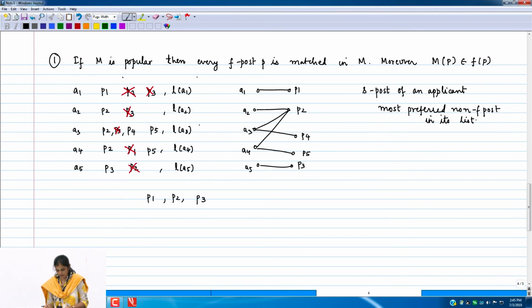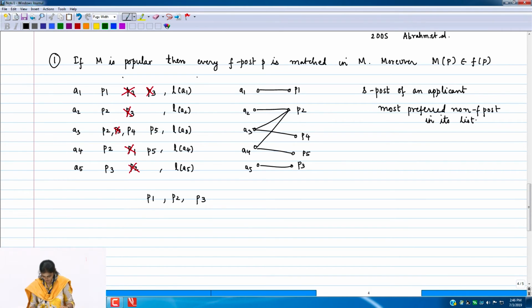Now what people observed, and this is a very nice result, from a paper in 2005 by several authors, which include Abraham et al. We will share the paper with you so that you can read it. They observed that you now construct a graph where every applicant has only two types of edges: its F post edge, which we have already drawn, and its S post edge. That is, every applicant adds an edge to its S post.